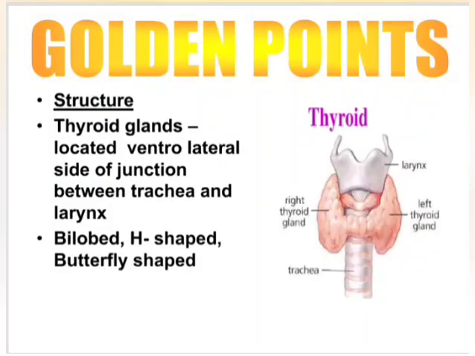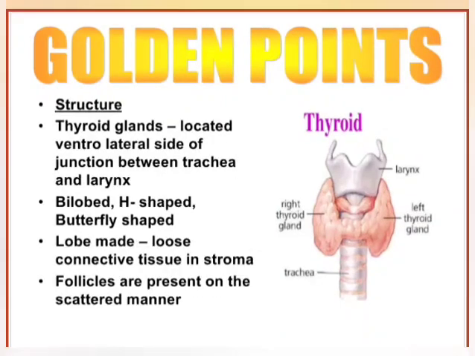Structure of thyroid gland. Look at the pictures. The thyroid gland is located ventrolateral to the trachea. Ventral side means front side. Lateral side means right and left side of the trachea. You can see the picture, you can clearly understand. Also, it is present on the trachea, in between the larynx and trachea in the neck region. It is a bilobed structure, or H-shaped structure, or butterfly-shaped structure.